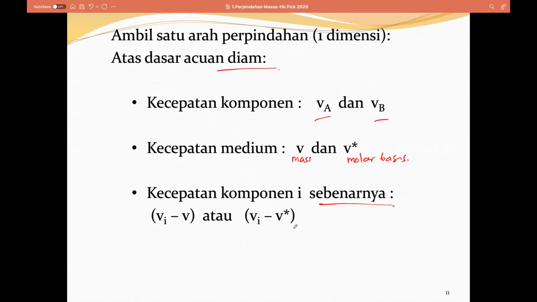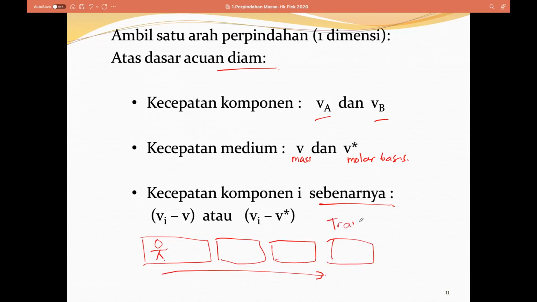Let's say, for example, I walk from one cart to another cart. Let's say I have 4 carts in the train. I want to know what my velocity is, how fast I walk from the last cart into the first one. The observed medium velocity, kecepatan medium, is for example 100 km per hour.